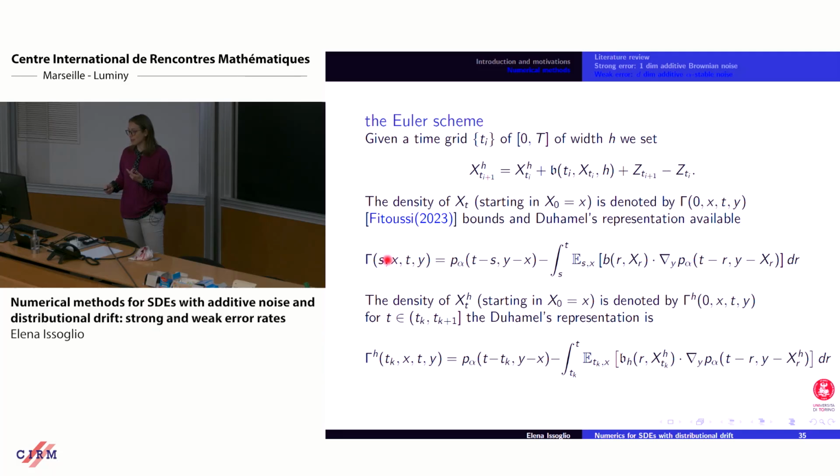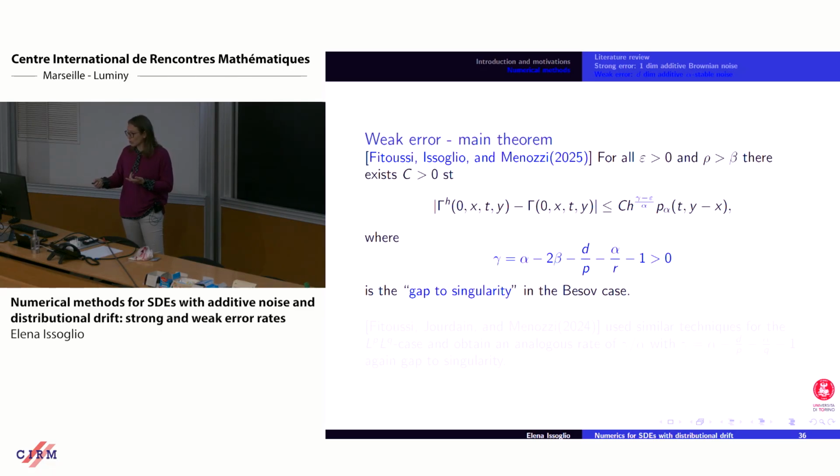So you have a Duhamel representation for gamma. So gamma appears on the left, but appears on the right too, because it's this expectation of x, which is computed with gamma. And same here, gamma h appears here and appears here. And then what we did was to compare gamma h and gamma using the Duhamel representation.